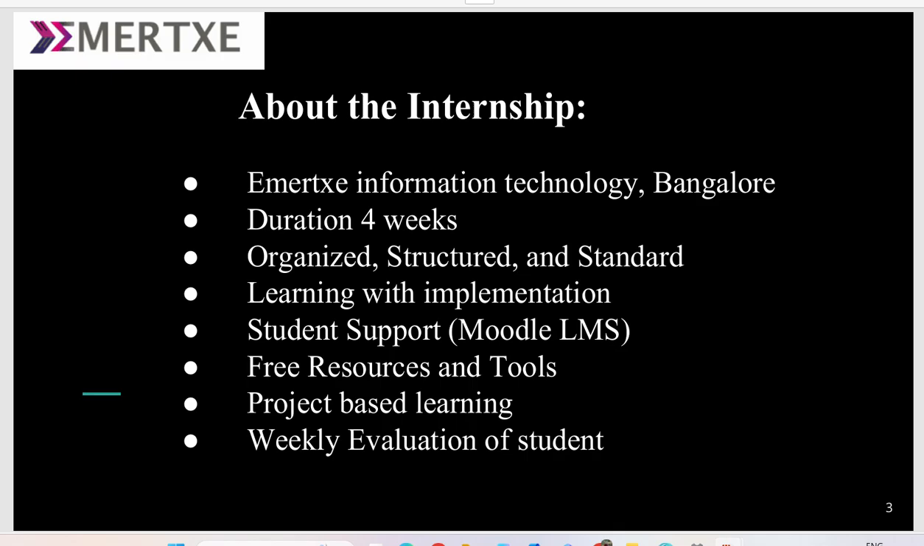Coming to the internship, this was a 4-week embedded internship conducted by Emertex Information Technologies in Bangalore. The internship followed a structured learning approach where we learned concepts and immediately implemented them in projects. We also used modules, LMS, free tools, and weekly evaluations, which helped us improve continuously.